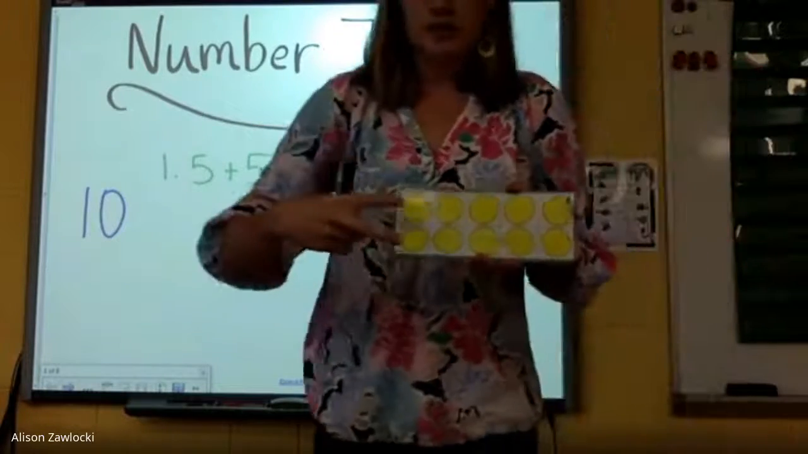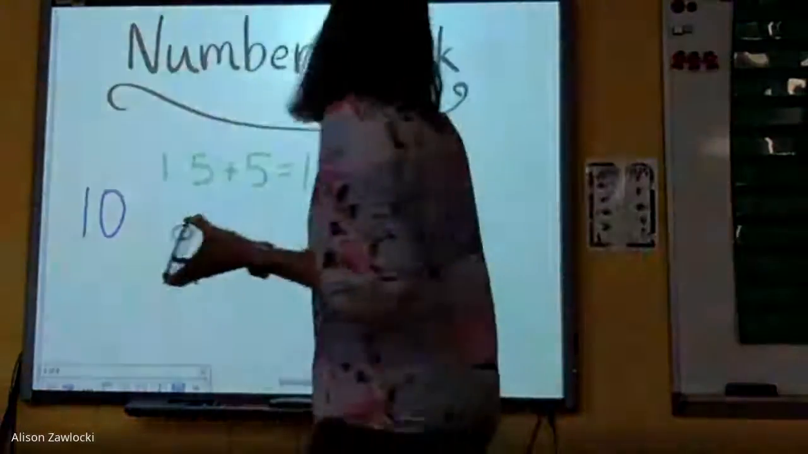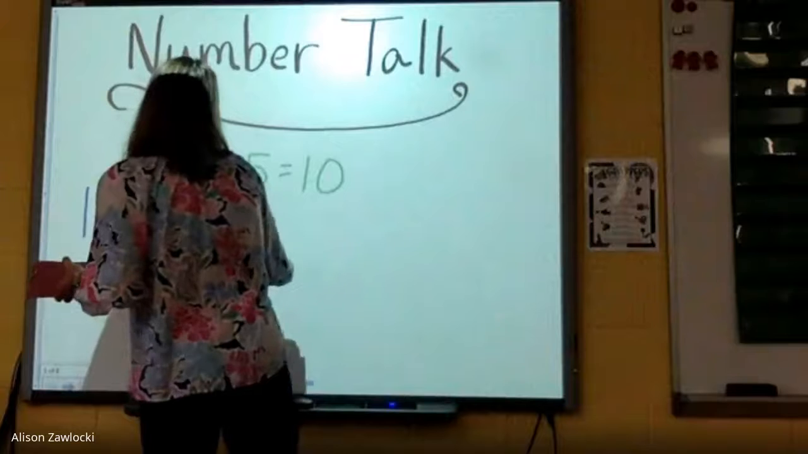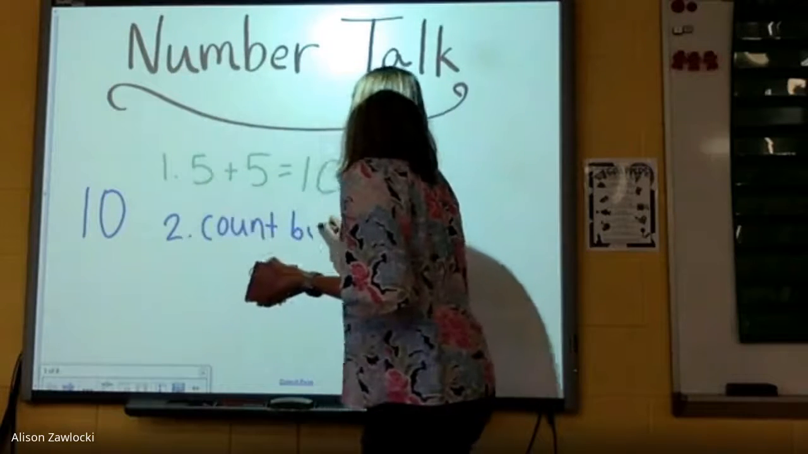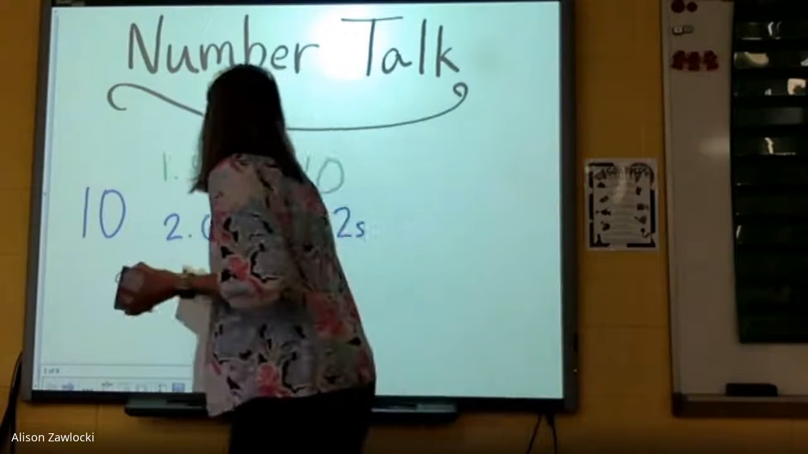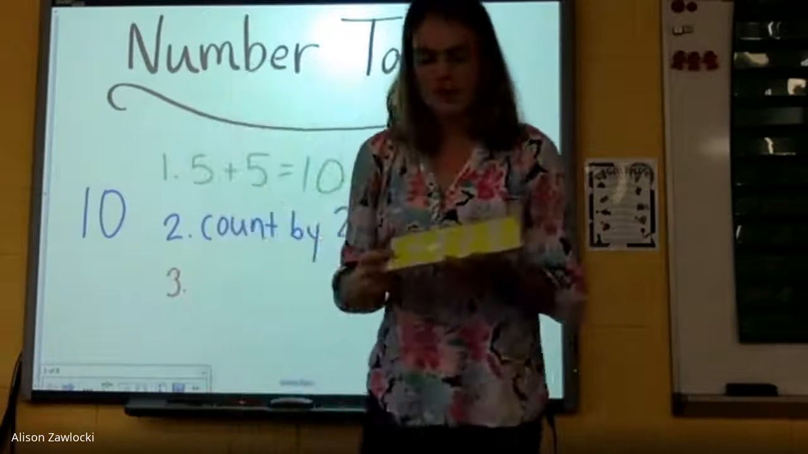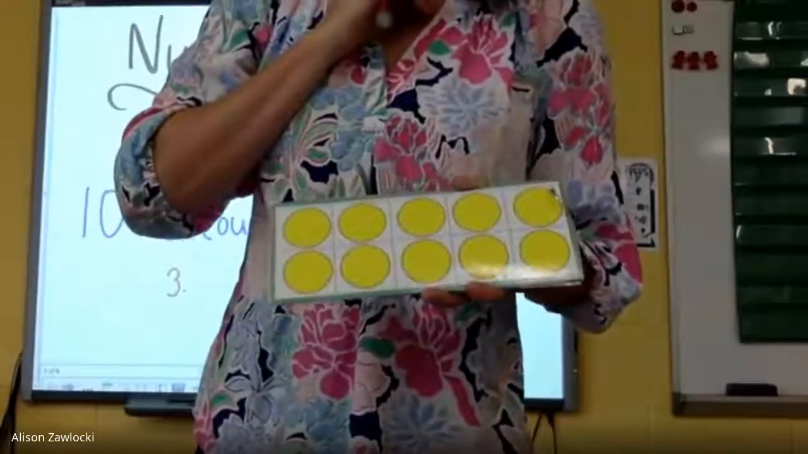Another way I thought to do this was count by twos. Look, they're already in twos. 2, 4, 6, 8, 10. Oh, count by twos. Very good. Count by twos.